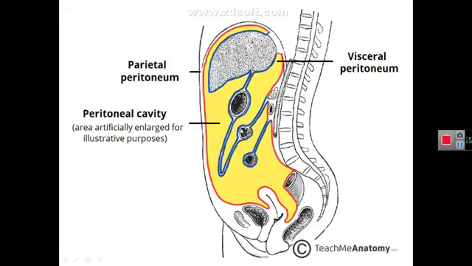And you can see that this cavity is the lesser sac or omental bursa, which is the cavity behind the liver, behind the stomach, and behind the fold of lesser omentum, while all the other cavity is the greater sac.